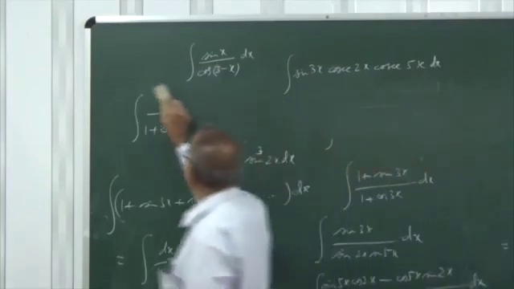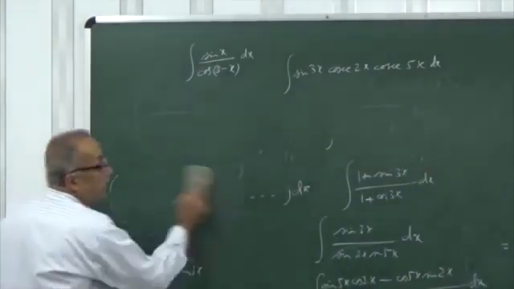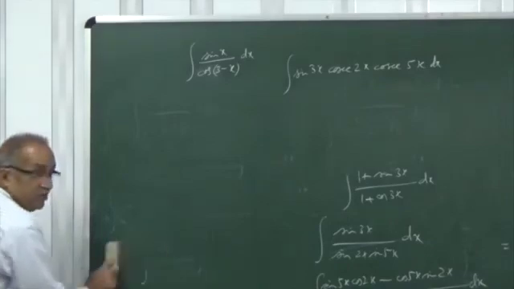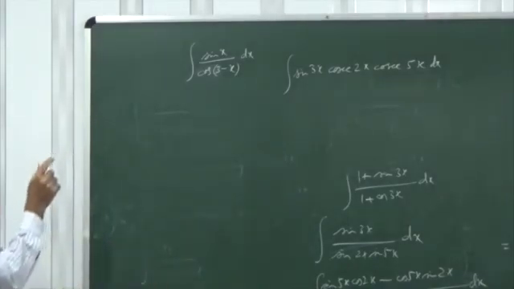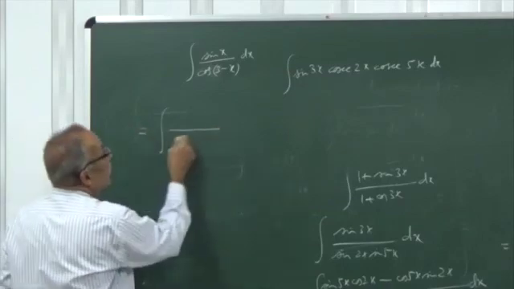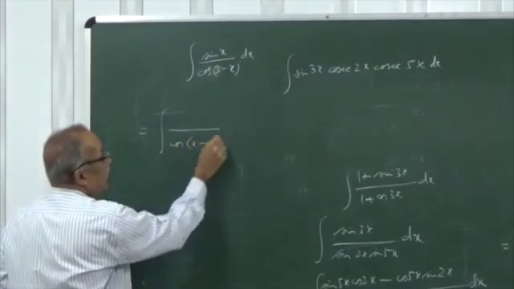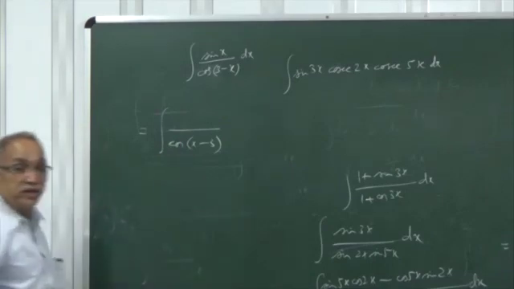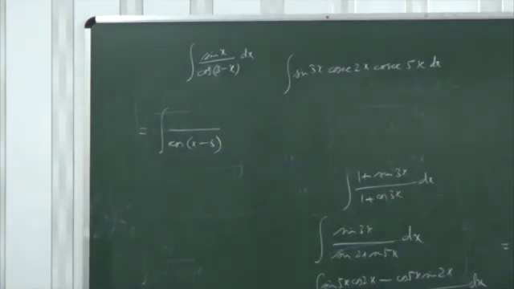Is not cos of minus theta same as cos theta? You change the sign of the argument of the trigonometric function in the denominator. You have it as cos of x minus 3. There will be no need to bring in a negative sign. Okay, what next? You will write the numerator sin x as sin of x minus 3 plus 3 and expand it.